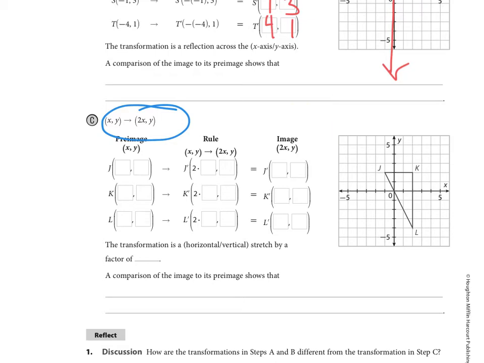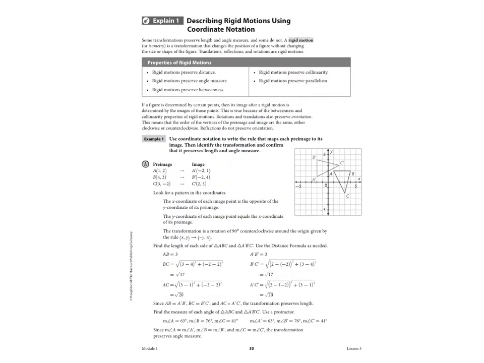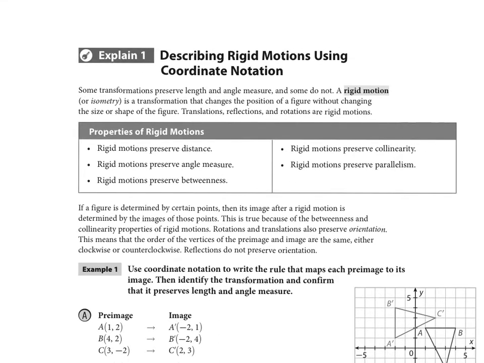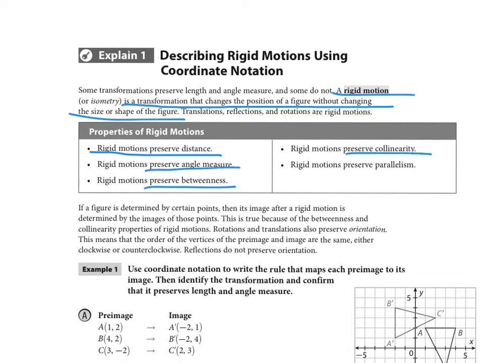Let's see, next page. Rigid motion, here's your definition. Rigid motion is a transformation that changes the position of a figure without changing the size or shape. And you can see here, rigid motion preserves distance, angle measure, betweenness, collinearity, and parallelism. And we will talk more about those. Remind me if I forget when I see you the next time.